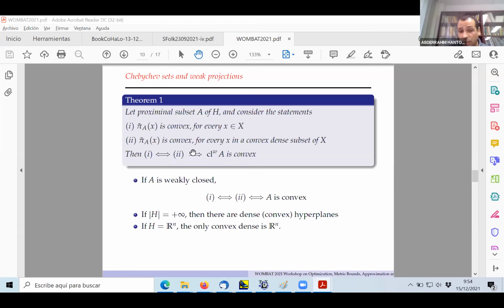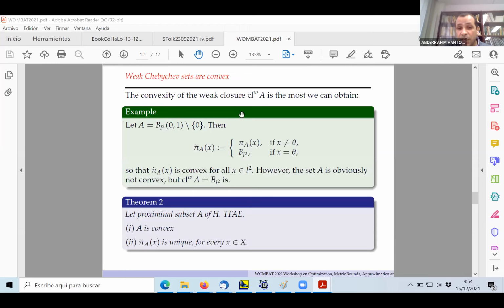So this is the result we obtained, and I skip the proof. Unfortunately, we cannot get more than the convexity of the weak closure. This is an example here, the same.